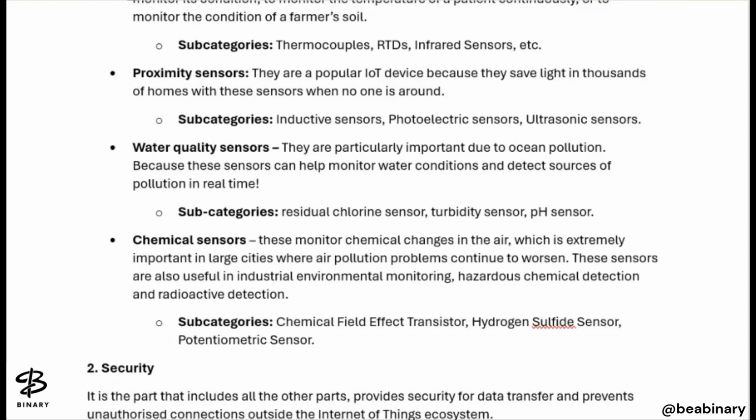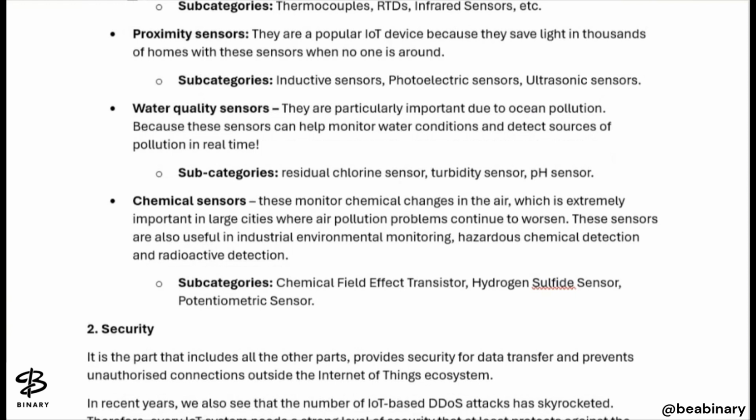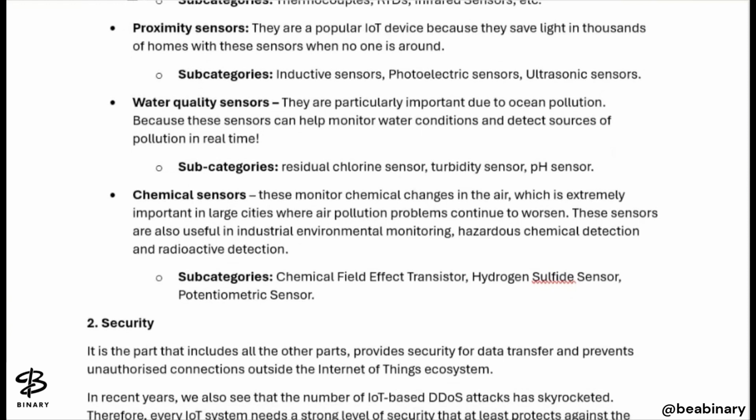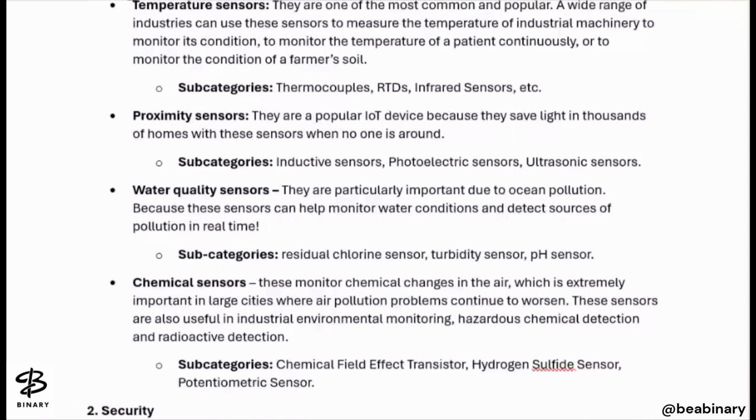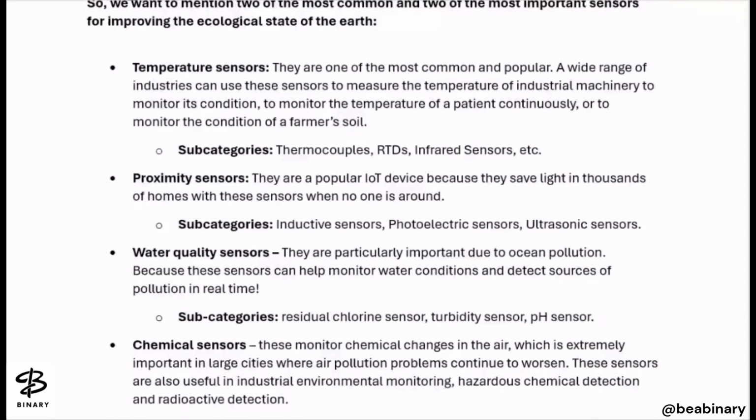तो सब कैटेगरीज और the technology here we are using the chemical field effect transistor, the hydrogen sulfide sensor, or the potentiometric sensor. So here we have talked about the different kinds of sensors. Somewhere we are talking about automation, the proximity sensor. Somewhere we are talking about the temperature sensors, the water quality sensors, or the chemical sensors.